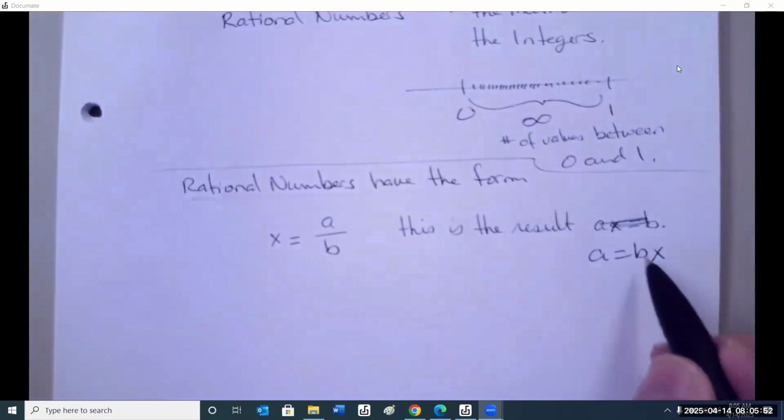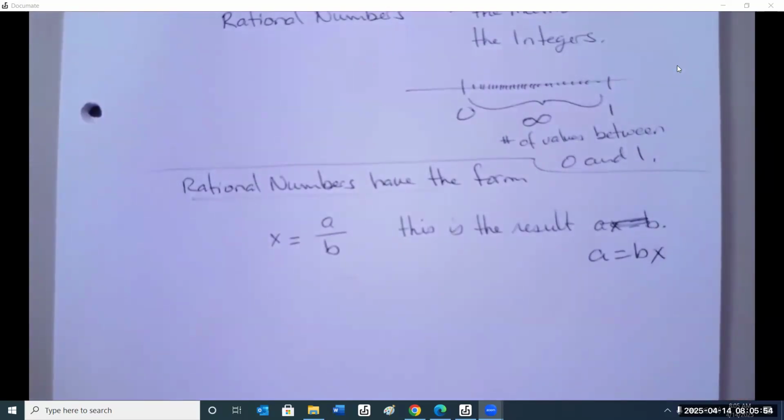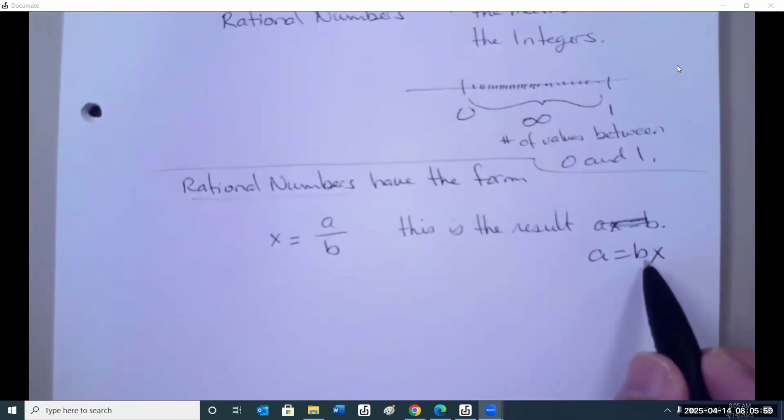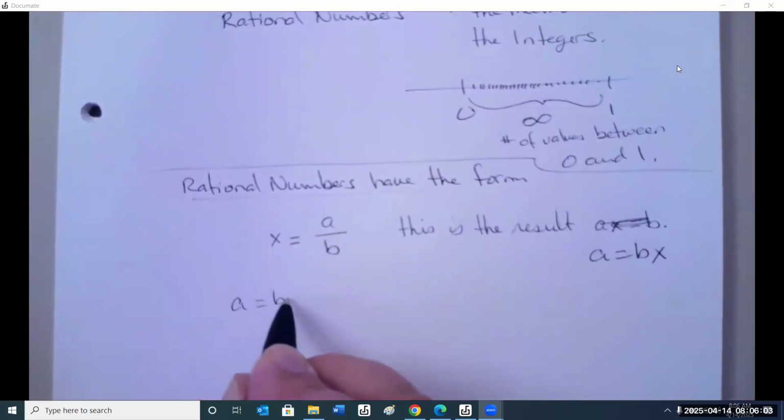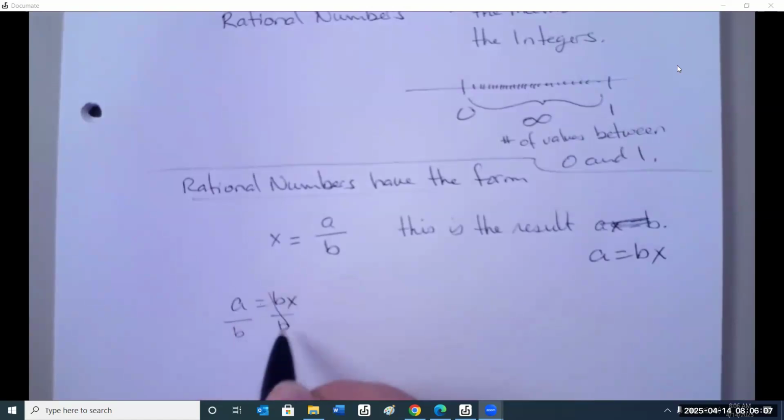Because in order to solve for x, what do we have to get rid of? We have to get rid of b. How do we get rid of b? Yeah. So if a equals bx, then we divide both sides by b, then x equals a over b.